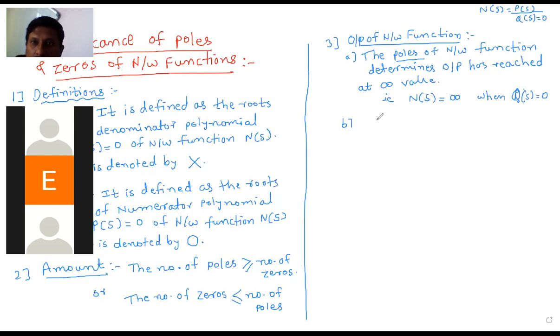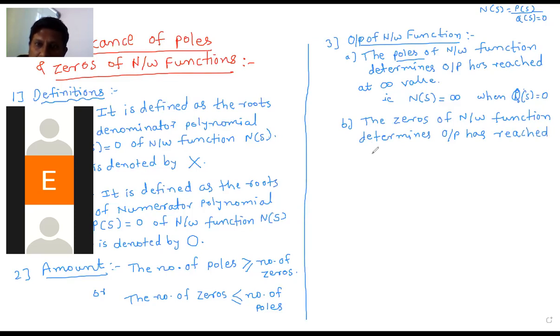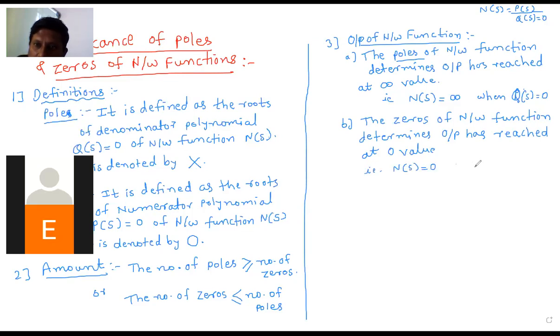Similarly, the zeros of network function determine the output has reached... what will come now? What will come? Yes, output has reached at 0 value. That is, N of s is equal to 0. It is possible when P of s is equal to 0. Okay, this is the third significance about the output.